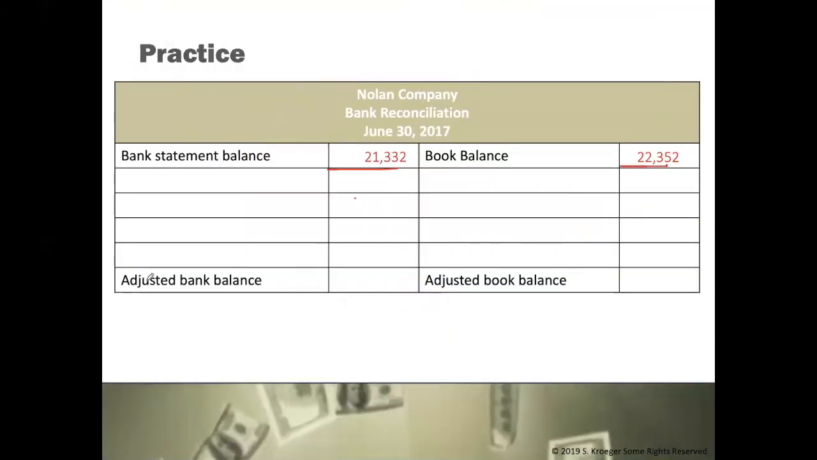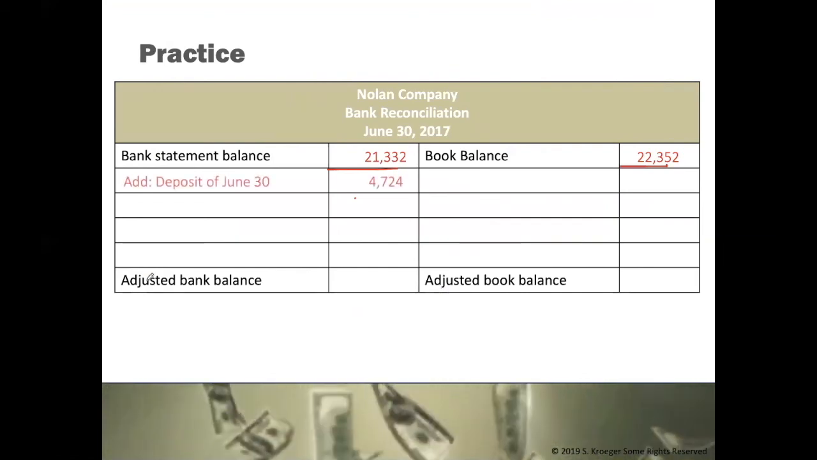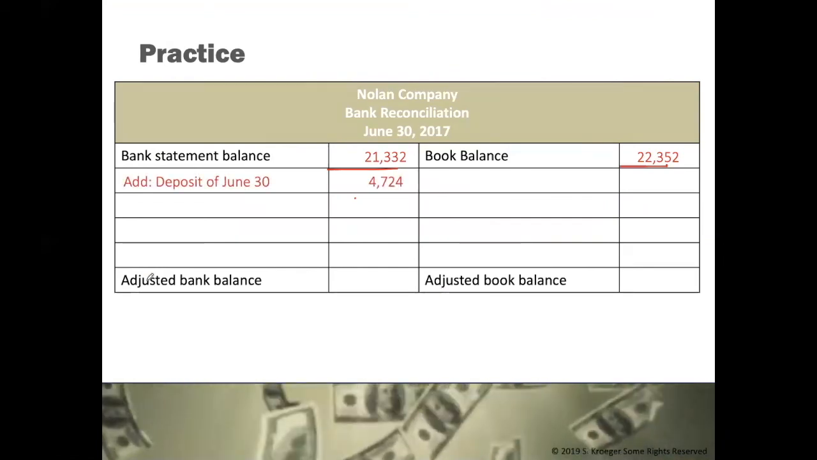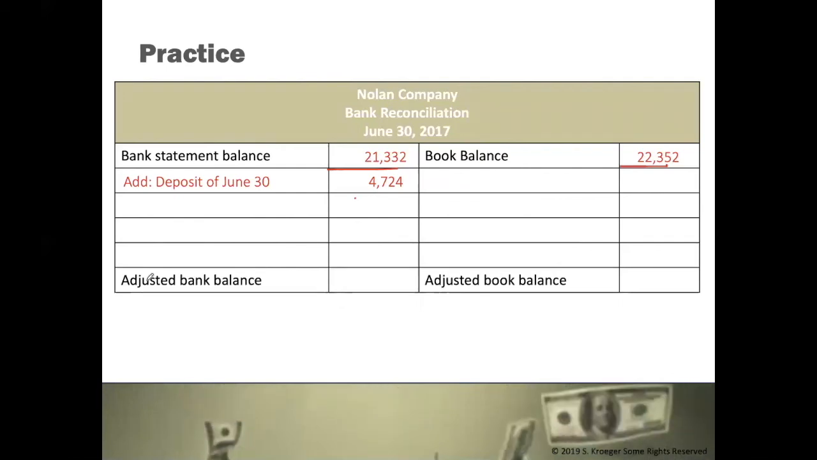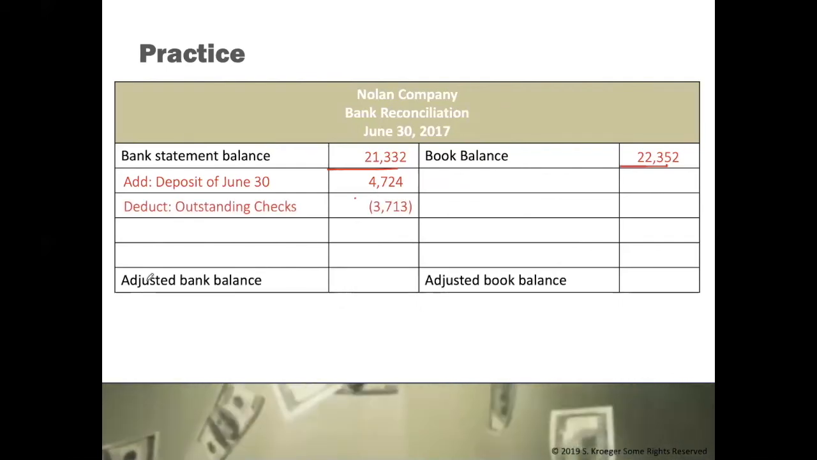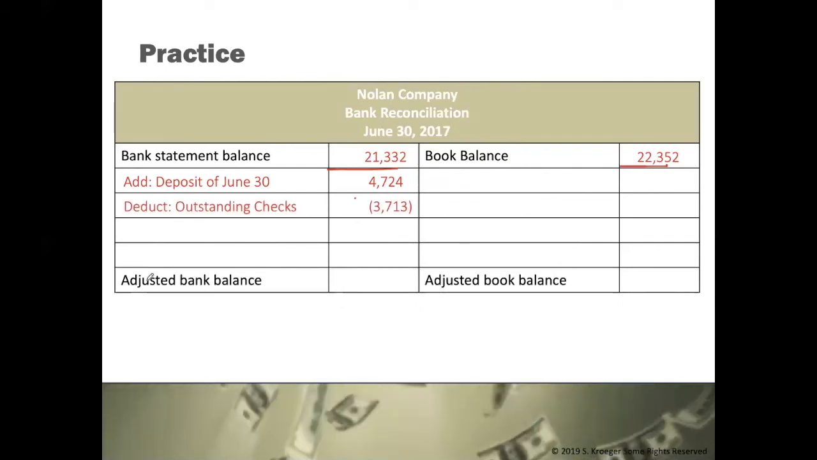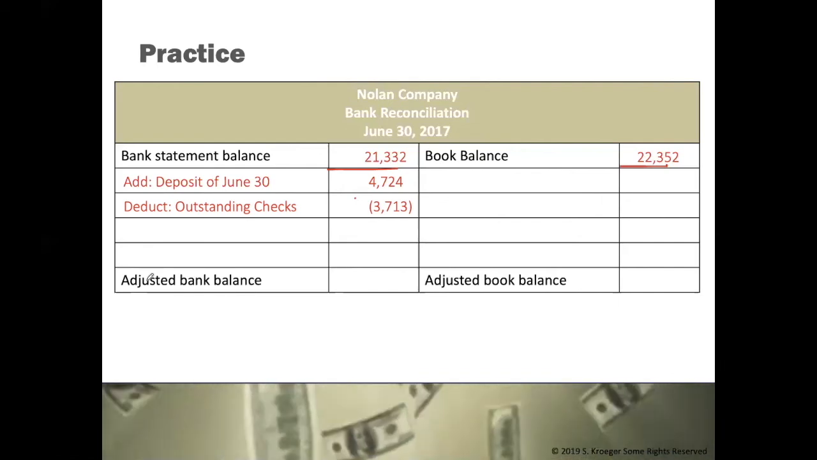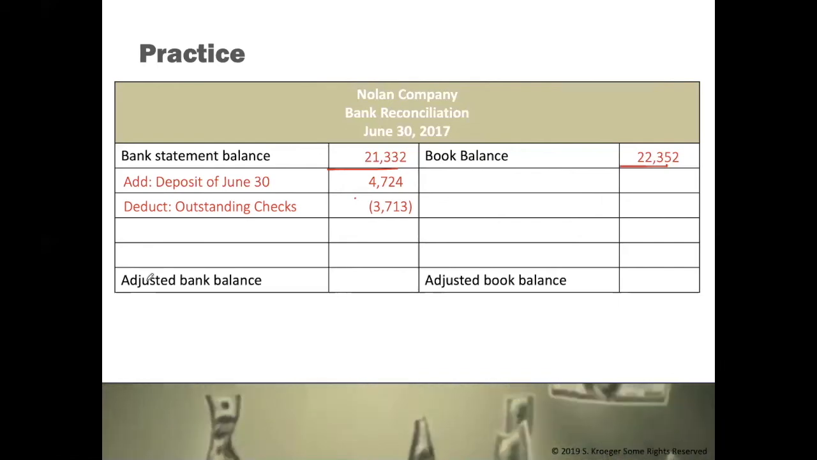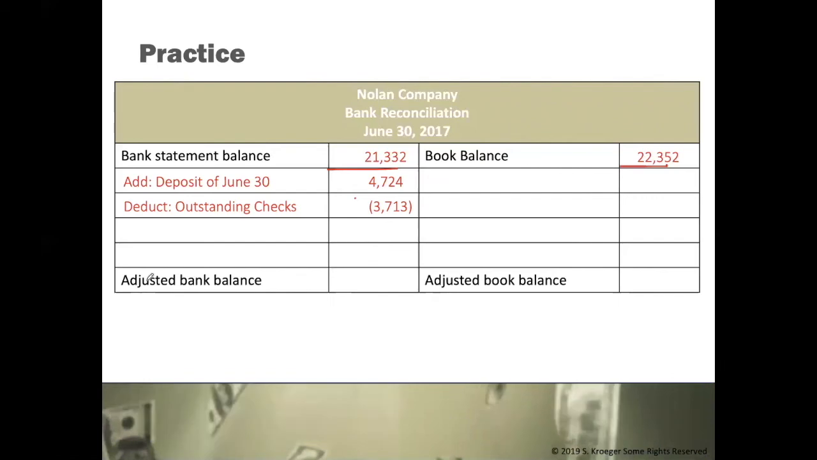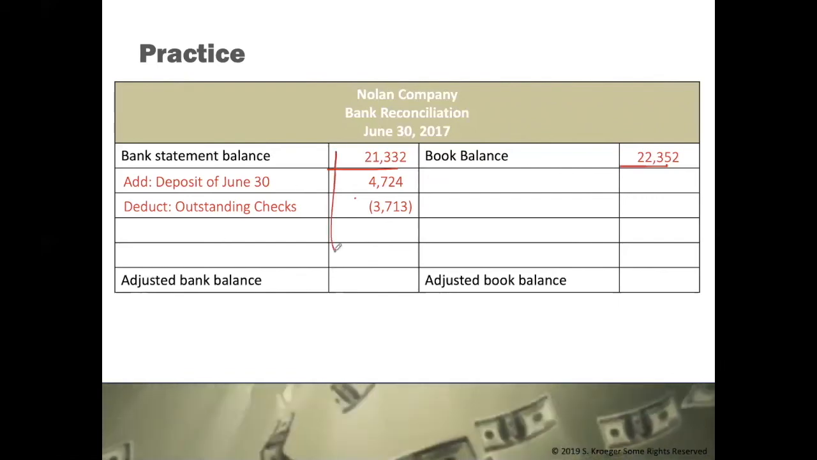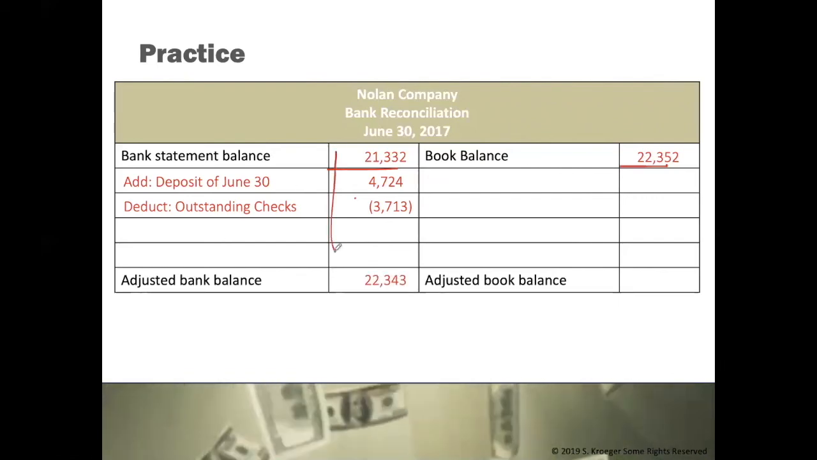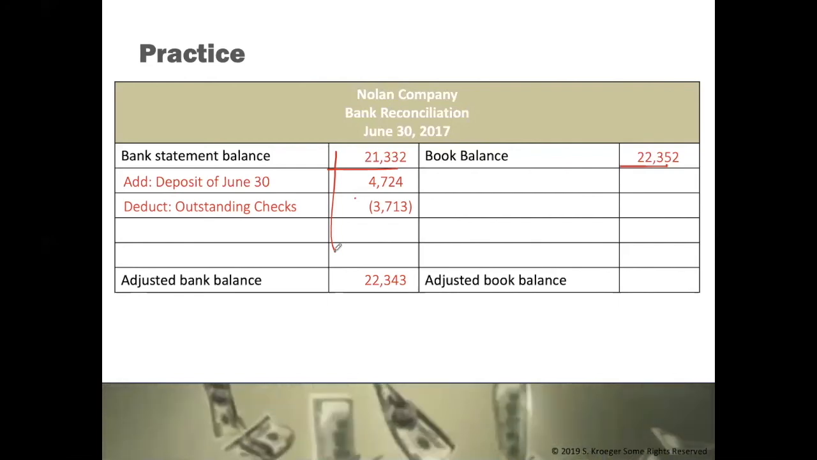Let's add that in. We have the balance. We're going to add the deposit of June 30th, the $4,724. And then we're going to subtract the outstanding checks of $3,713. Nothing else goes on this side. And like I said, this side is usually the easier side to do. We're going to total everything up here, and we get $22,343. This is my true balance.